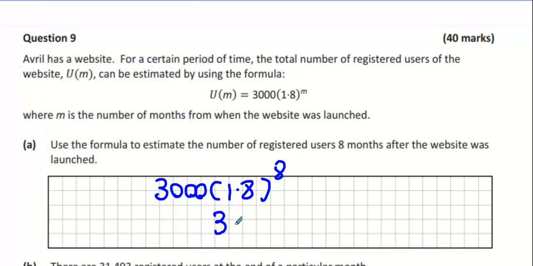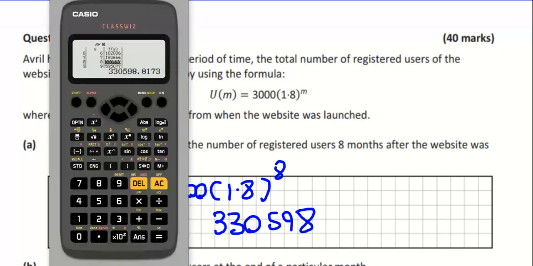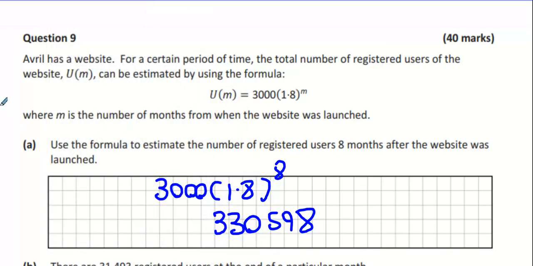Now, you might be surprised that I rounded down. Can anybody tell me why I rounded down instead of up? You either have a full human or you don't. So I'll just say can't round up. It has to be a full human. Or you could explain the difference. If we're talking about humans, it has to be 330,598. If you want the nearest whole number, it's 330,599. Okay. We all okay with that?